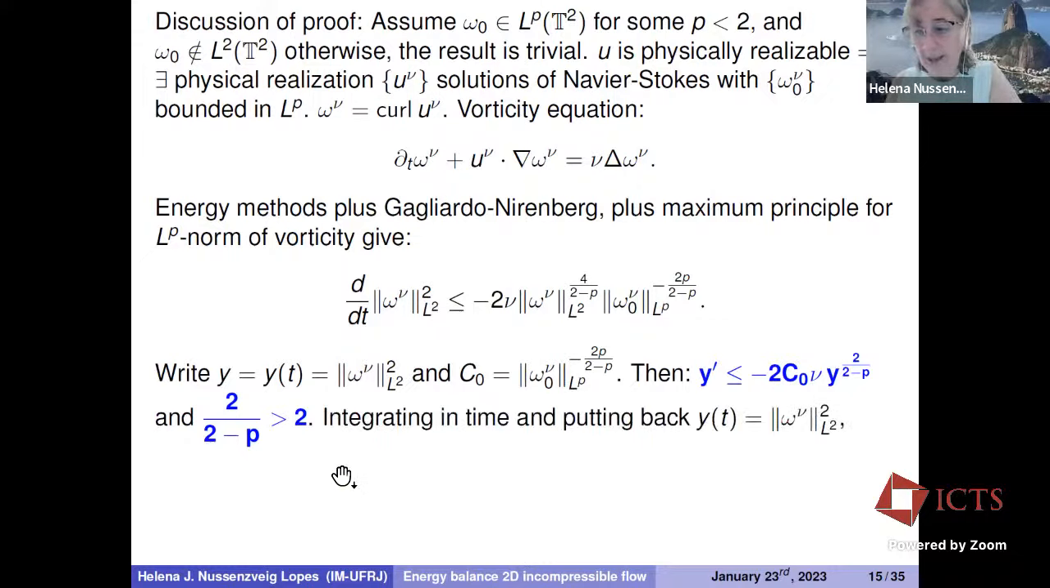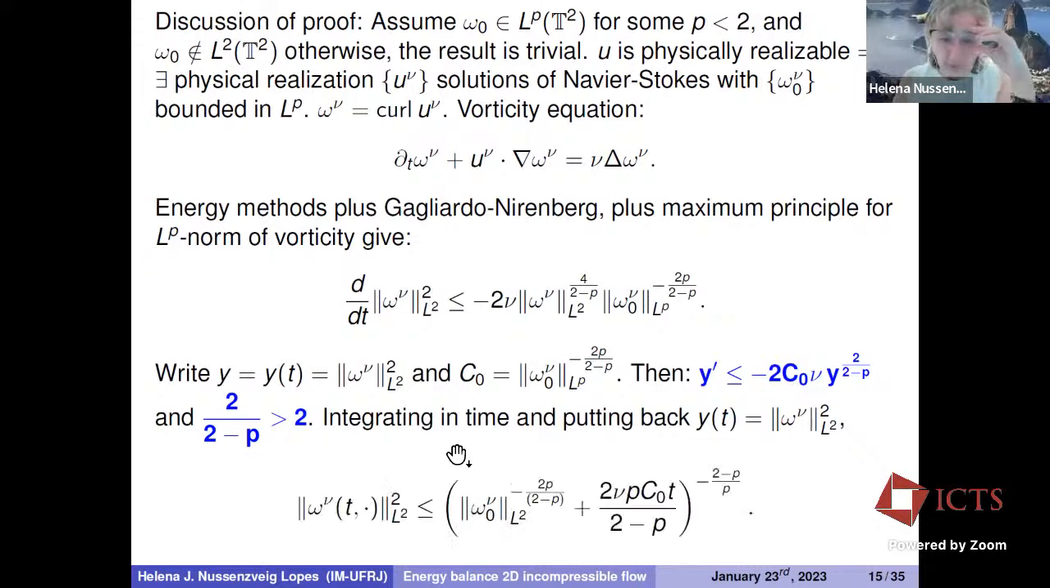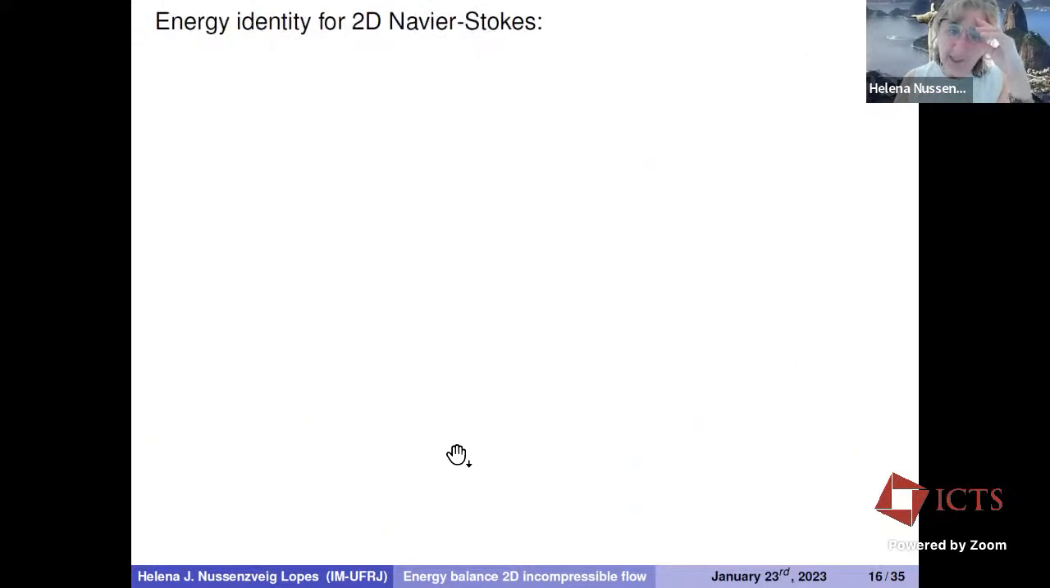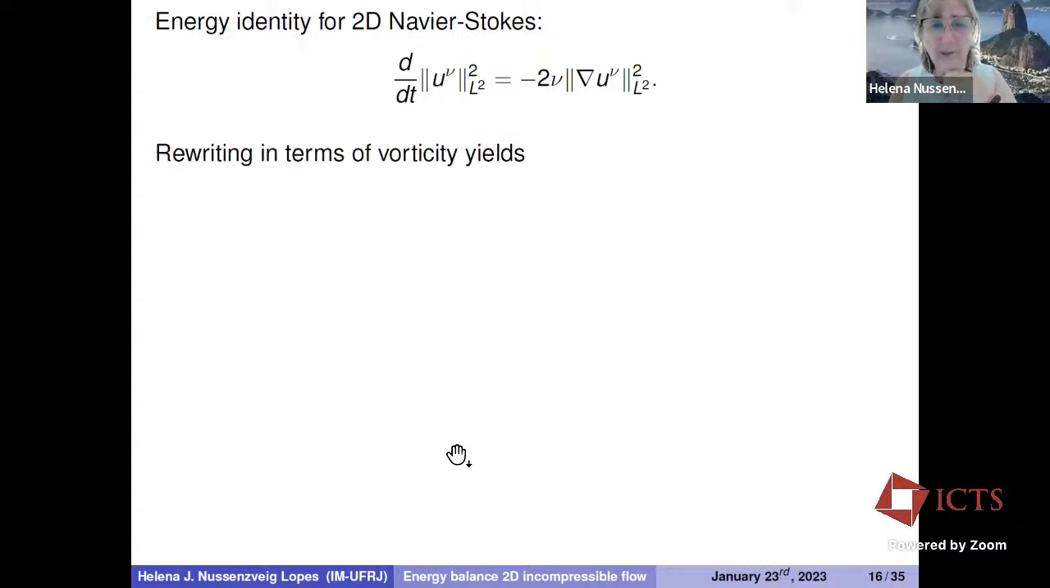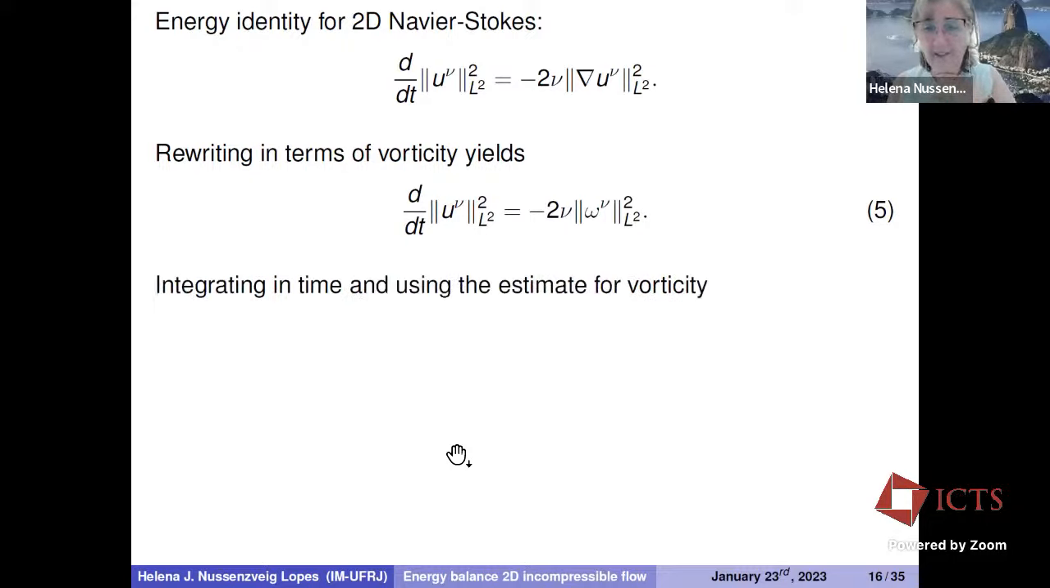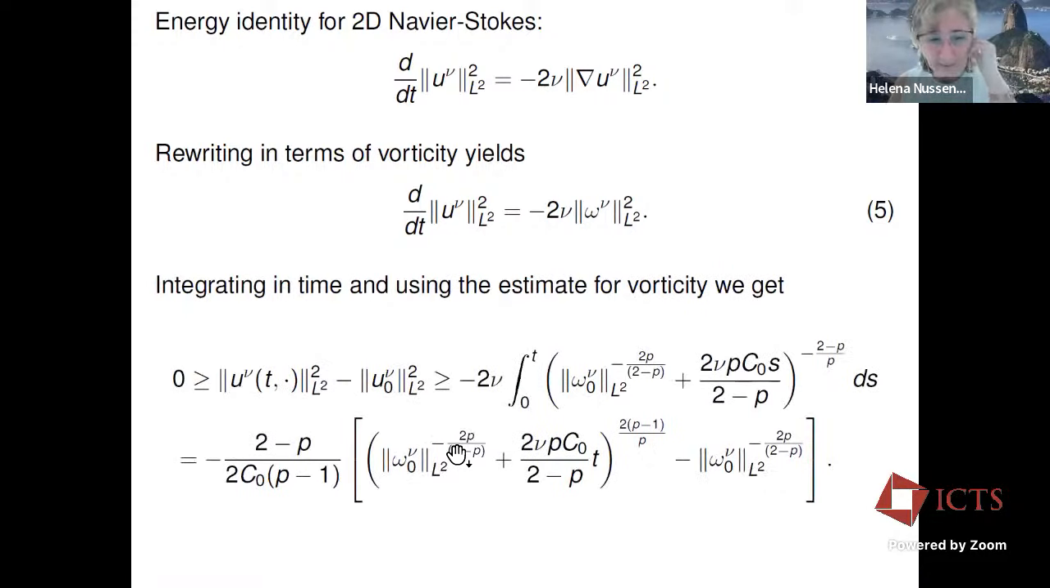Integrating in time and putting back y of t as the L2 norm squared of omega nu, I get the following estimate for the L2 norm squared of omega nu at time t. Now, the energy identity for 2D Navier-Stokes is d/dt of the L2 norm squared of u nu equal to minus twice the dissipation rate, nu times the L2 norm squared of the gradient of u nu, which I can rewrite in terms of vorticity as minus 2 nu times the L2 norm squared of the vorticity, the enstrophy. If I integrate in time and use the estimate for vorticity which we just obtained, we get this estimate here.